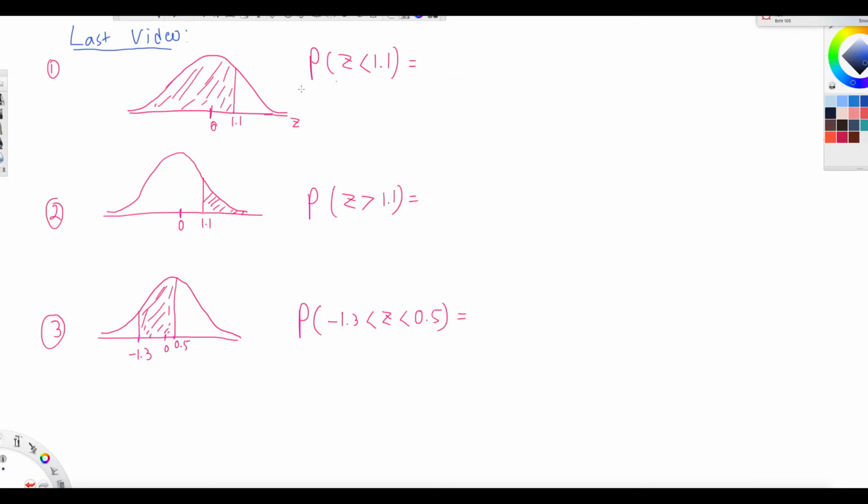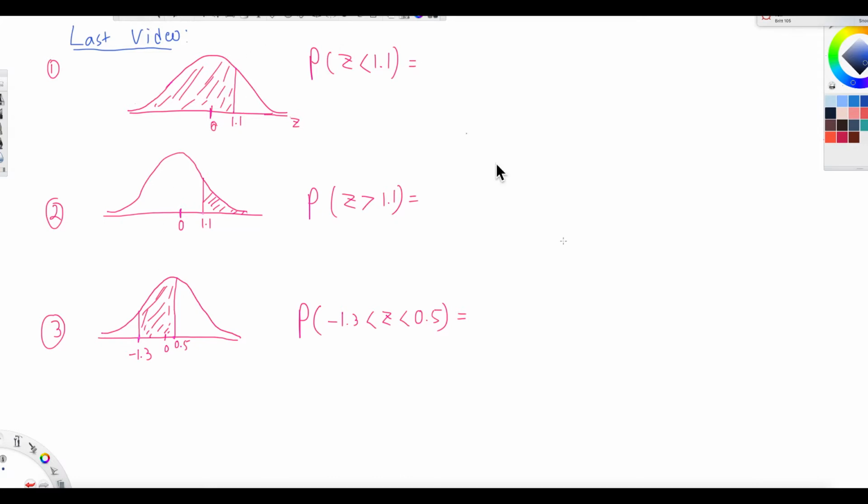So the area left of some Z value, Z equals 1.1 in this case, is equal to the probability that Z is less than 1.1. Less than means left of that number. Here, greater than 1.1 means right of that number. And here, between negative 1.3 and 0.5. These are the shaded regions where you want to find the area.